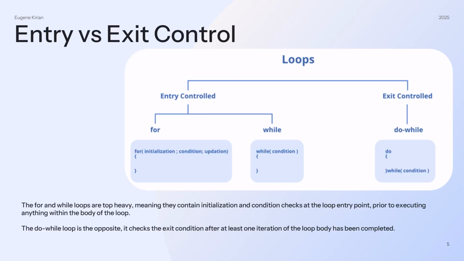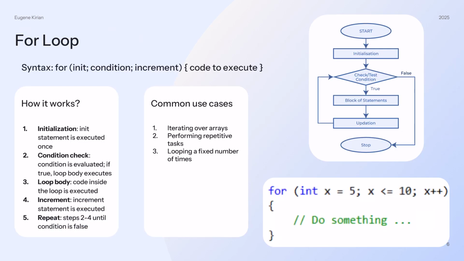This makes them useful in situations where we want to guarantee at least one iteration. Let's explore a key difference between loops: entry control versus exit control. For loops and while loops are considered entry-controlled or top-heavy loops. This means that all the initialization and condition checks happen right at the beginning, before the loop body is executed even once. In contrast, do-while loops are exit-controlled. They don't check the condition until after the loop body has been executed at least once. This means that the loop body is guaranteed to run one time, and then the condition is checked to determine whether to continue iterating. This fundamental difference in loop structure can have significant implications on how we design and use loops in our code.